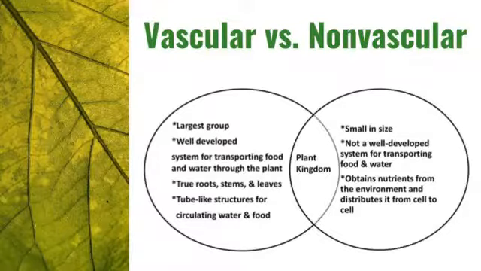It doesn't have a well-developed system. You can't see the veins in here like you can in leaves and stuff like that. It obtains nutrients from the environment and distributes them from cell to cell, like we talked about.